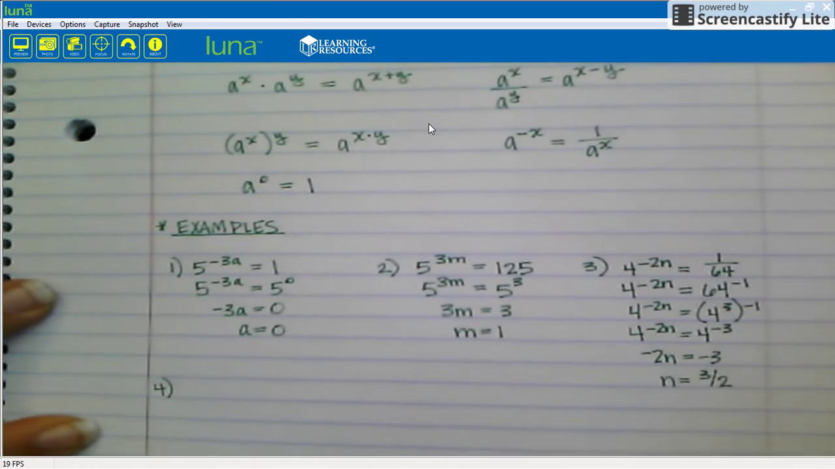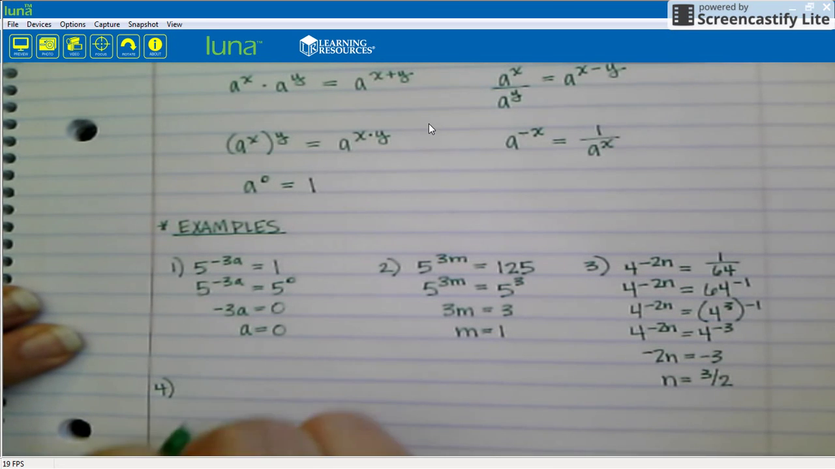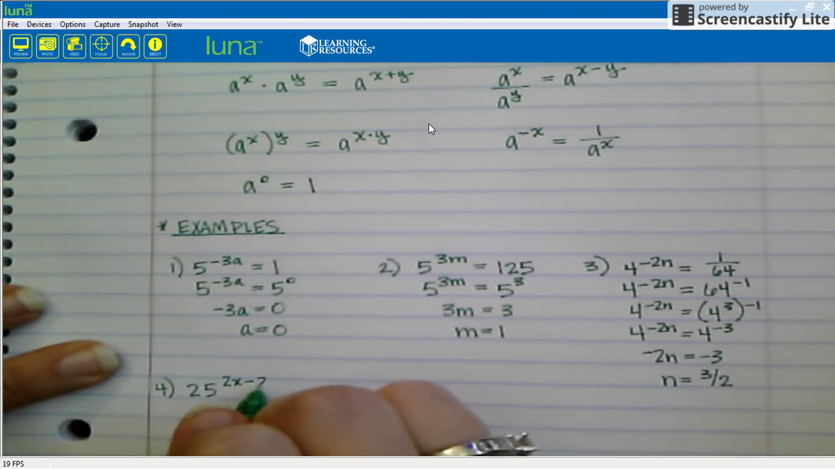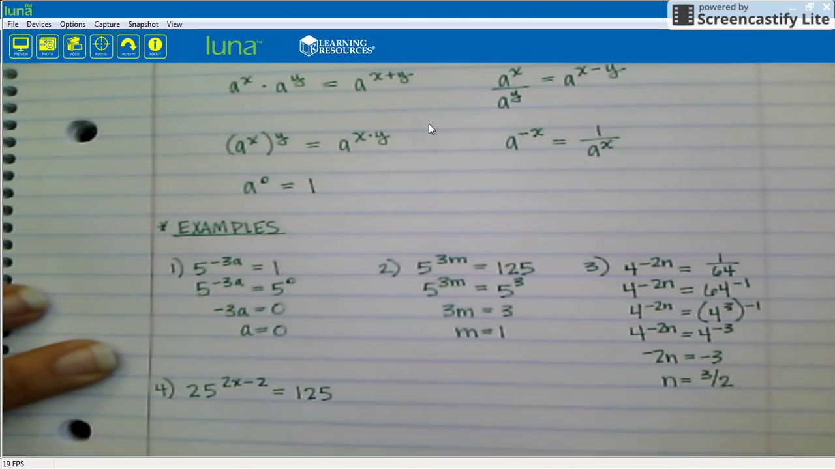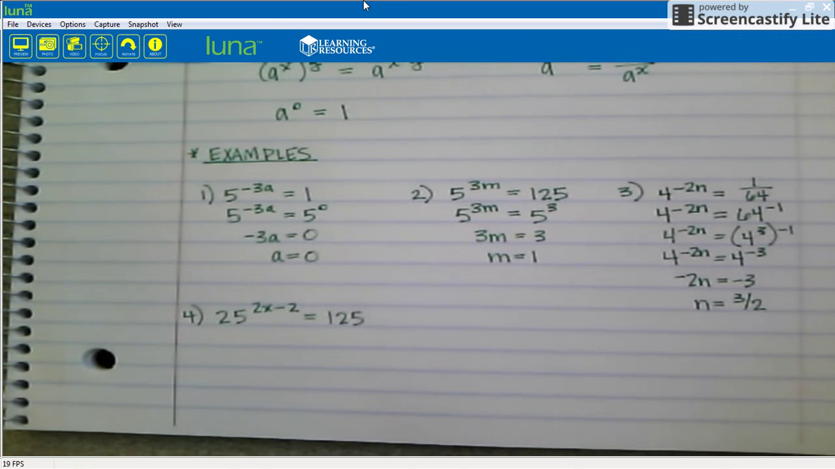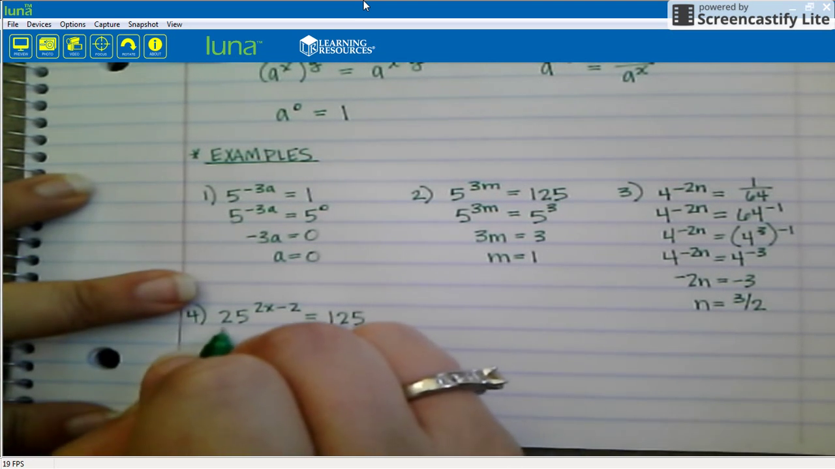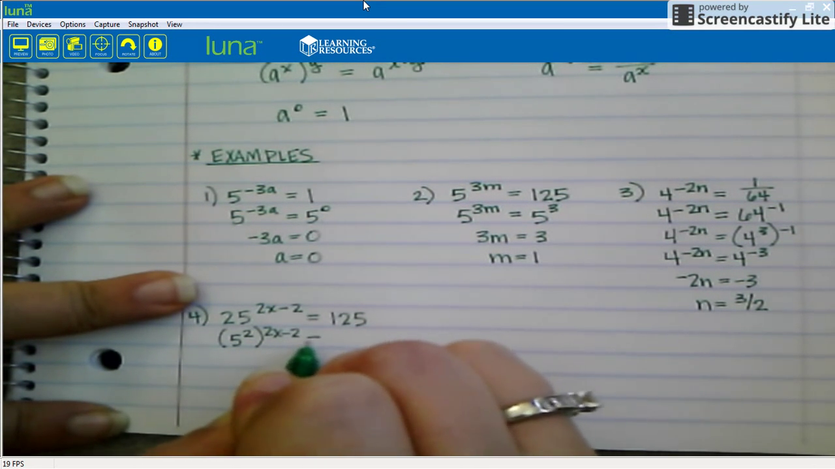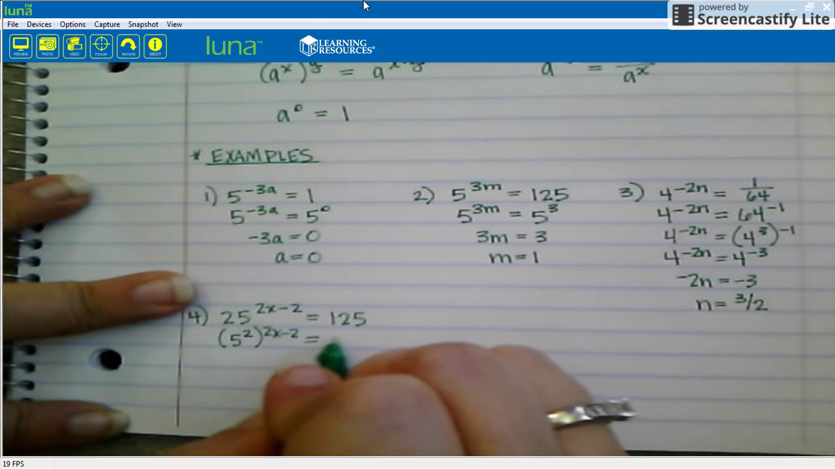And number 4, we have 25 raised to the 2x minus 2 power is equal to 125. Now in this example, I'm going to have to rewrite both the 25 and the 125 in order to get the same base, because there's no way for me to raise 25 to any power and make it 125. So I'm going to start by rewriting 25 as 5 squared raised to the 2x minus 2 power, and 125 can be rewritten as 5 cubed.